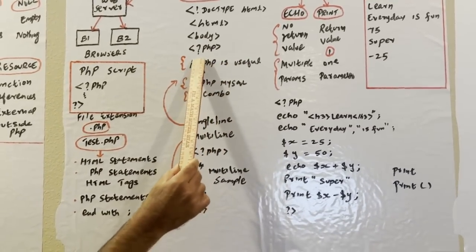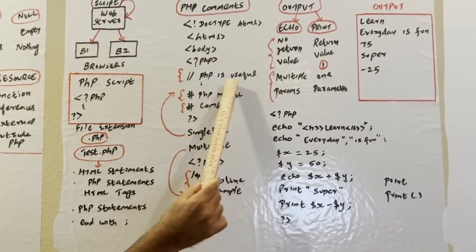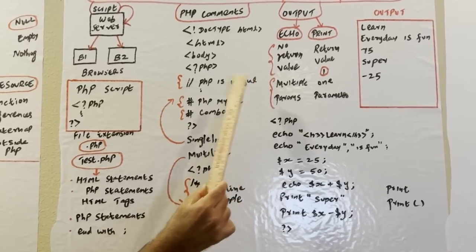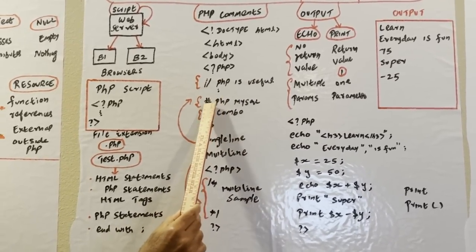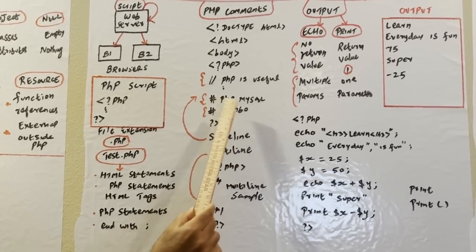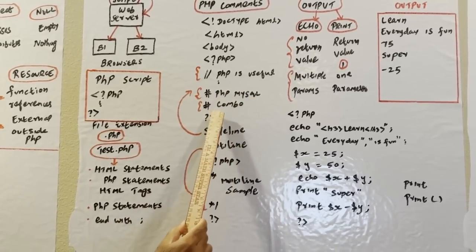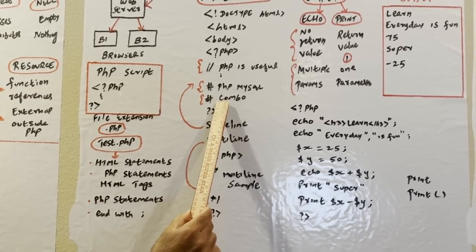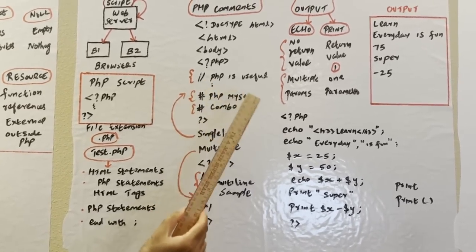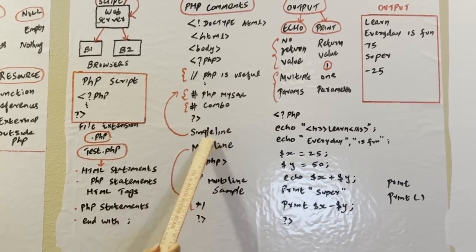For a comment, you put 2 slashes, PHP is useful. I put a semicolon. Or you can use the pound sign, PHP MySQL combo. So I put in 2 comments on 2 separate lines. So these are 2 different ways of writing a single line comment.